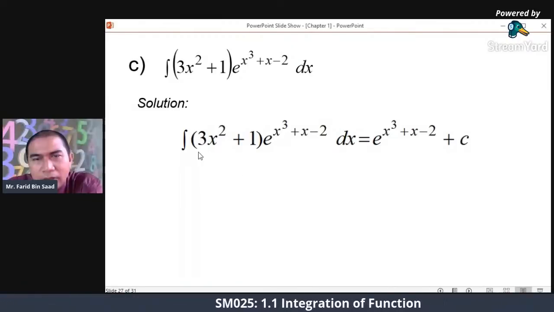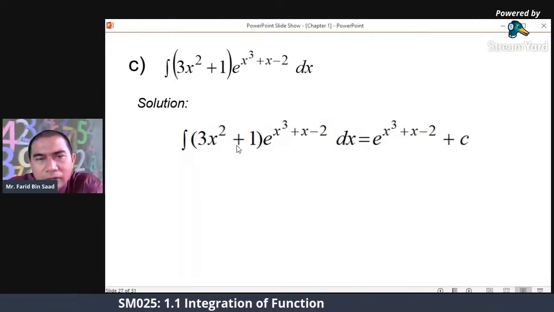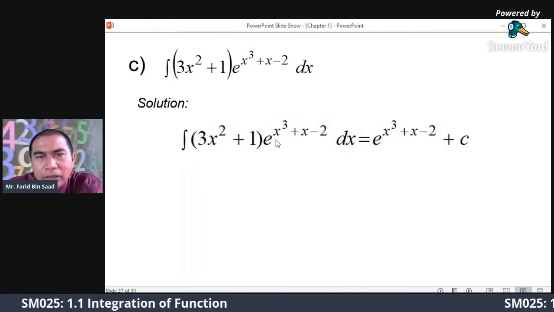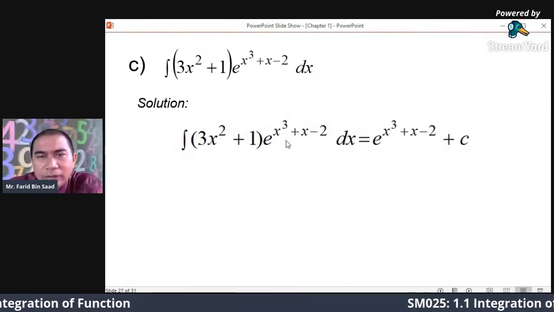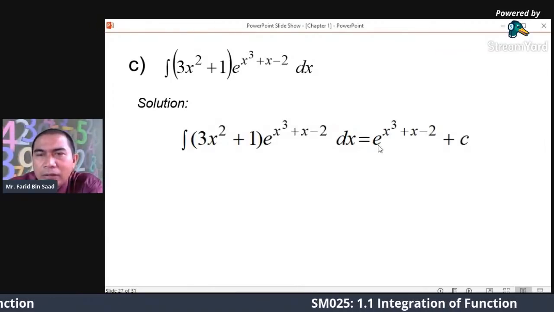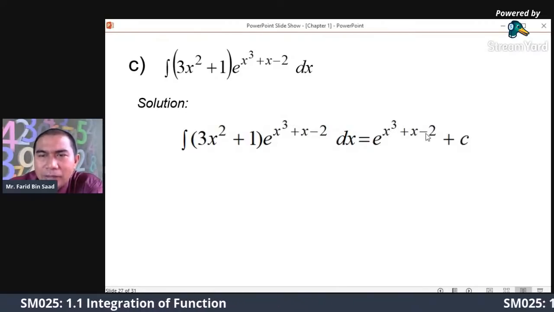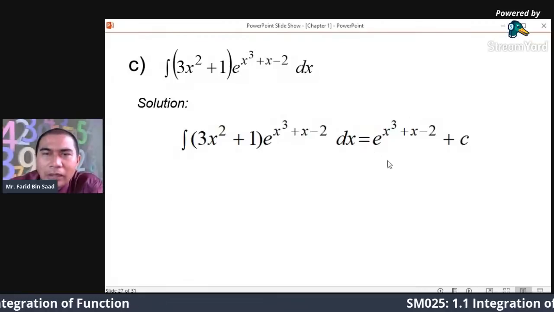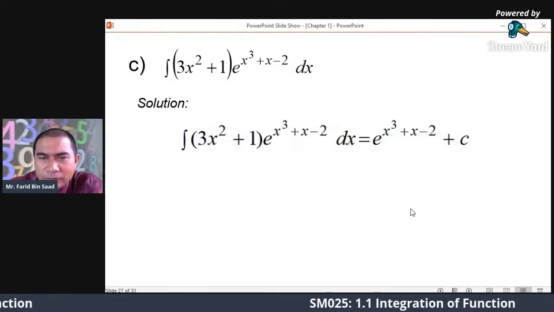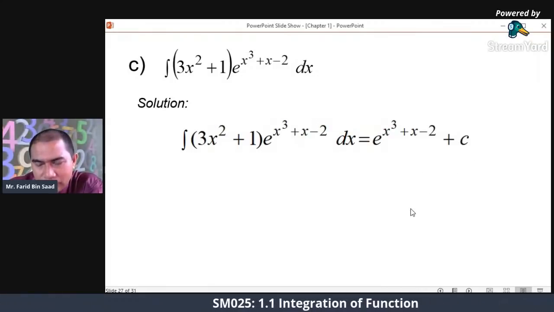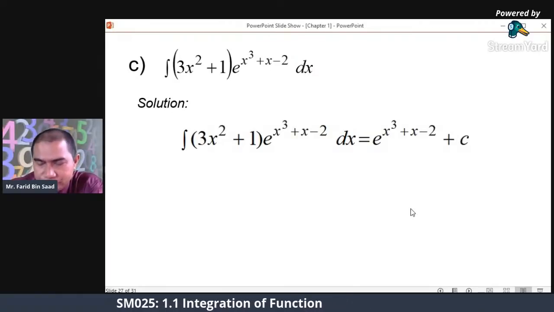When we integrate in the form of f prime x times e power of f(x), we can use directly the formula. So e power of x cubed plus x minus 2 plus c is the answer. That is the answer. Okay, please screenshot. Next.